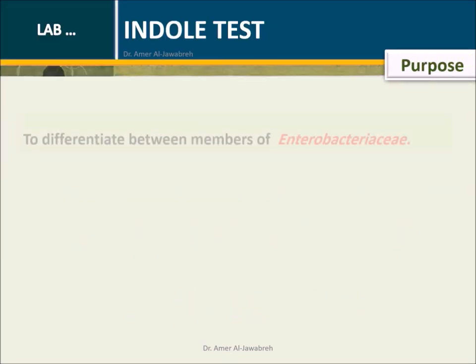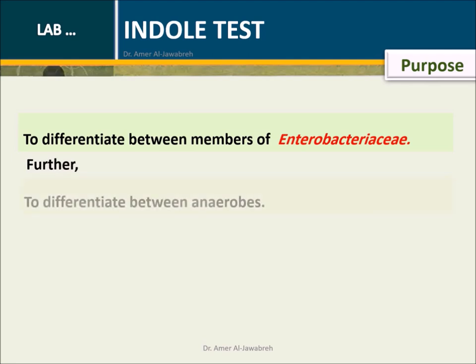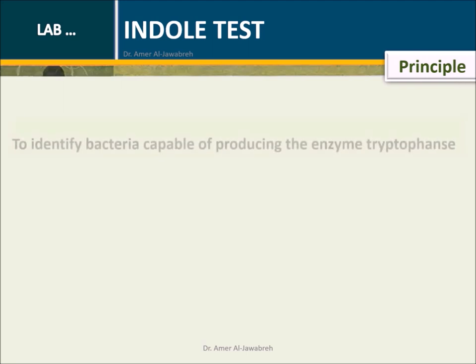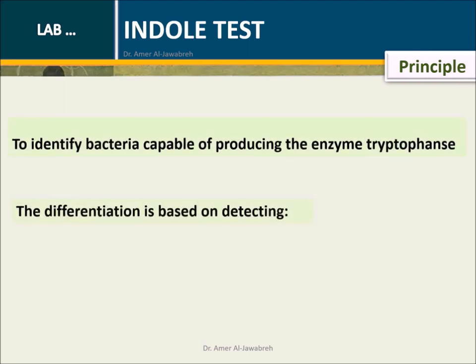Indole test. Purpose: to differentiate between members of Enterobacteriaceae. Further, to differentiate between anaerobes and to differentiate between non-fermenters. Principle: to identify bacteria capable of producing the enzyme tryptophanase. The differentiation is based on detecting indole production.